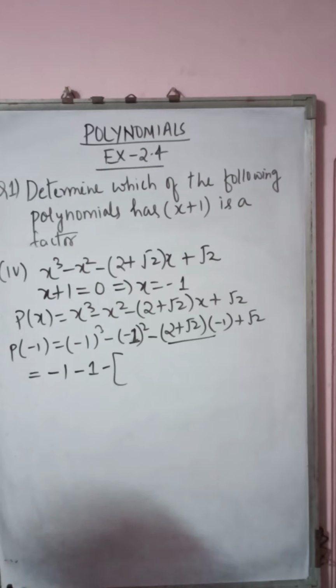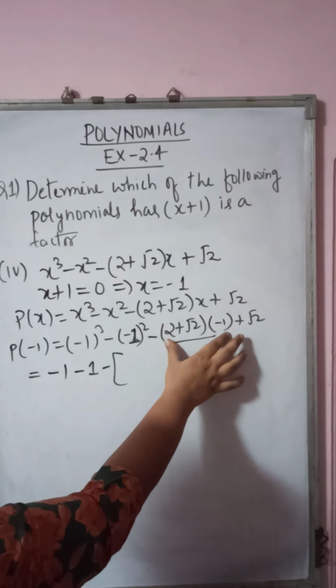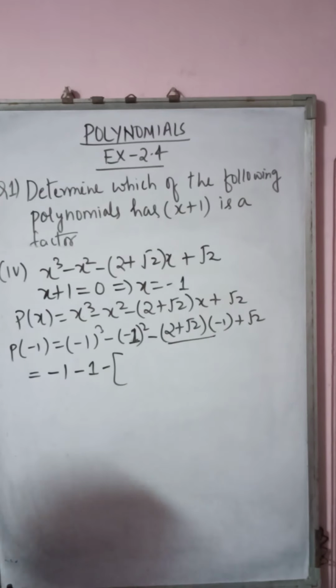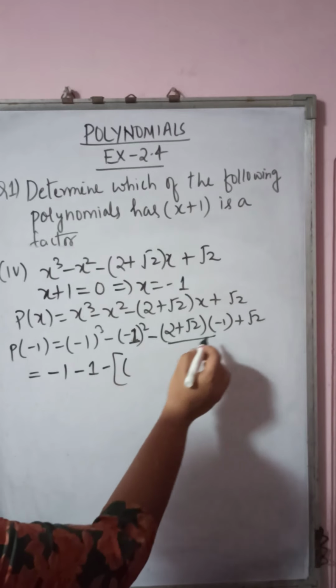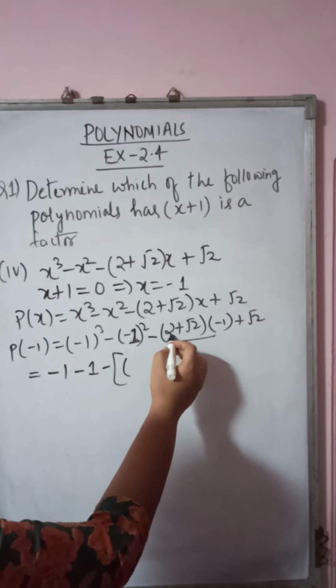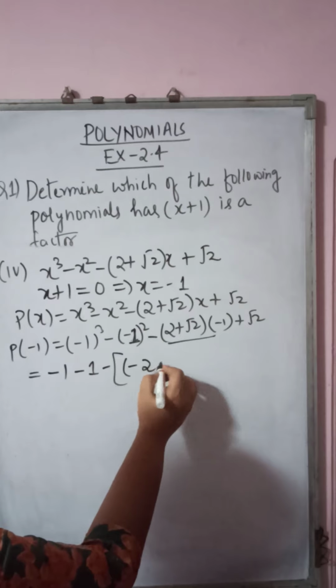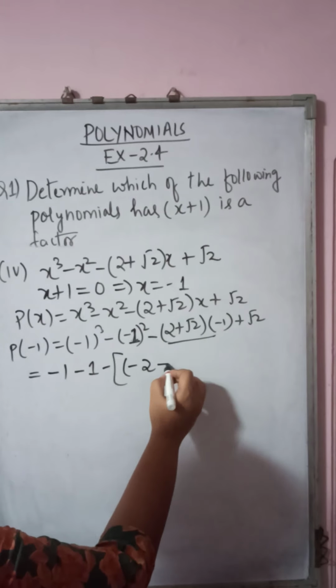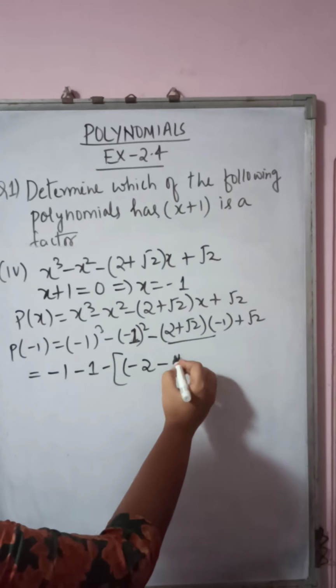Minus. Here I have seen many children making mistakes when they solve this type of question. What you are going to do is put it in a bracket and solve this part, so as to avoid any error. So minus 1 first multiplies with 2. So 2 into minus 1, minus 2. Then plus into minus, minus. Root 2 into 1, root 2.